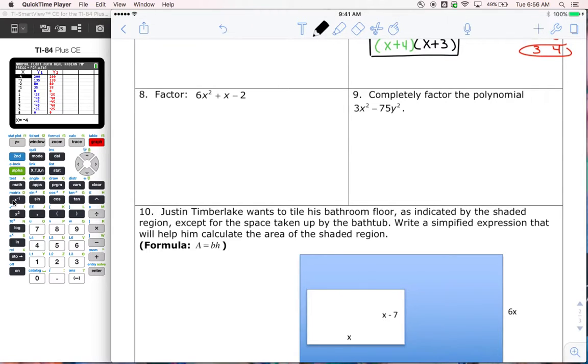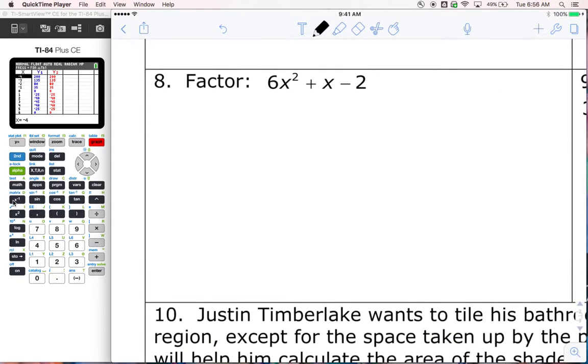Give me a second. All right, so next one we got 6x squared plus x minus 2. Again, no common factors for all three terms, which means we start with looking at a times c. In that case, we're going to get negative 12 this time, and b is going to be just positive 1. Let's put the 1 right there to help.